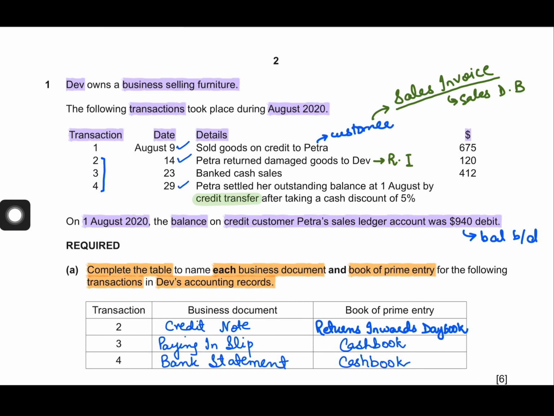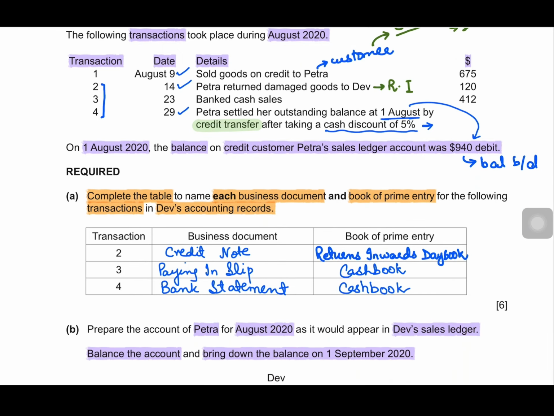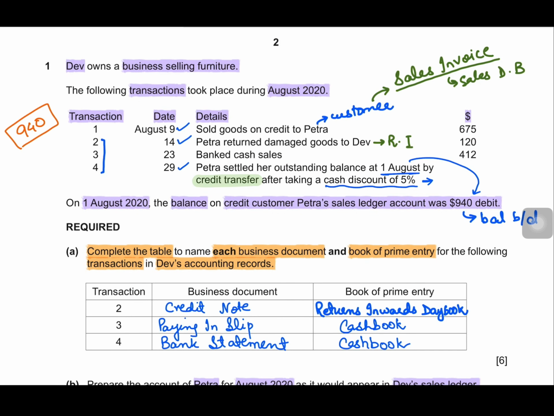And on August 29, Petra is settling her outstanding balance at 1st of August. What was the balance? It was 940, but she is not paying the full amount, rather she is getting a discount of 5%. So how much is she paying? 940 was the full value, but she is paying rather 95% of this value. This means that she is paying only $893. And what is she not paying? She is not paying the remaining $47.